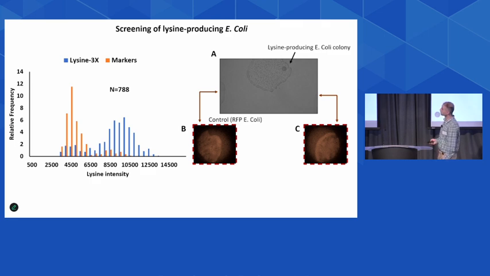So the control cells with RFP E. coli were not supposed to produce any lysine. What we could detect were only basal levels of lysine. So we introduced these droplets with our online system, and we can see that we can conveniently discriminate between the two populations of cells, controls and lysine producing cells.